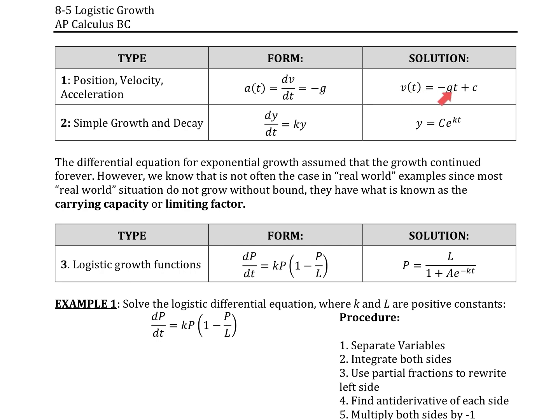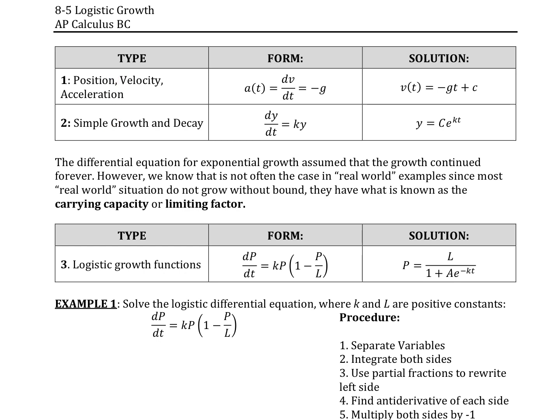And if we were to solve this equation as a differential equation, we would solve it as ds dt or dx dt equals negative gt plus c to get the position equation. So that's just really saying that we can relate position, velocity, and acceleration using differential equations. So those two we've dealt with before.